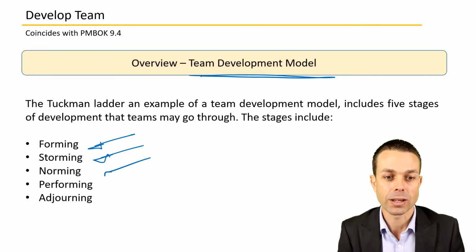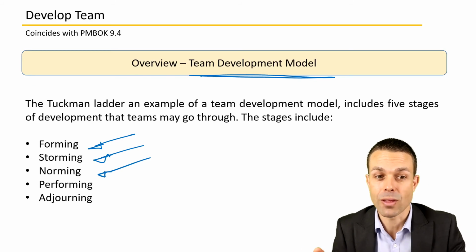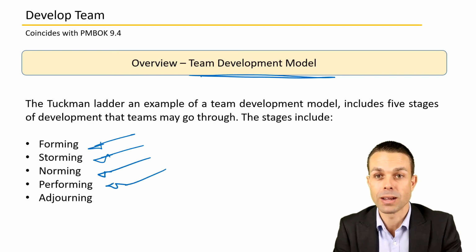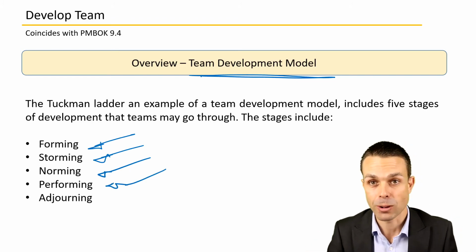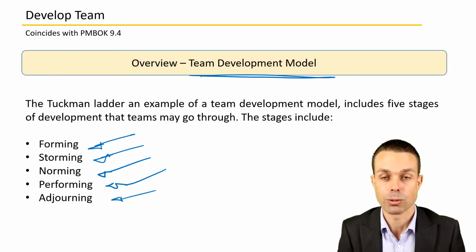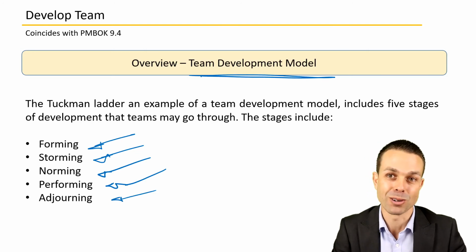When we're norming, we're coming together as a team. So we're starting to find normal ways of working together. And now that we've done that, we can start performing. So now we're really working cohesively and we're doing great things as a team. And lastly, as a project team, we will adjourn. So we will disperse and leave the project and move on to the next project.